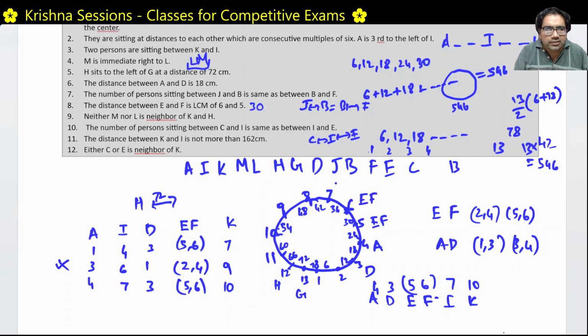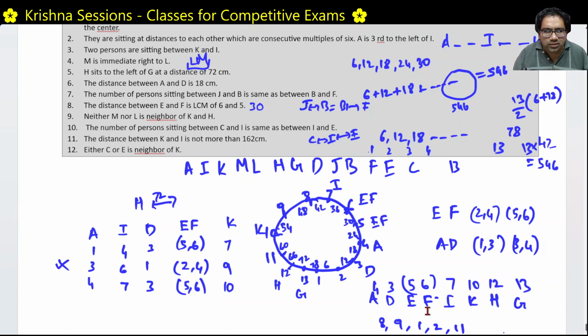Then I at 7. This is I. Then K at 10. And H, G. H is at 12. G is at 13. 1, 2, and what are left? Again, 8, 9, 1, 2, and 11 are left.